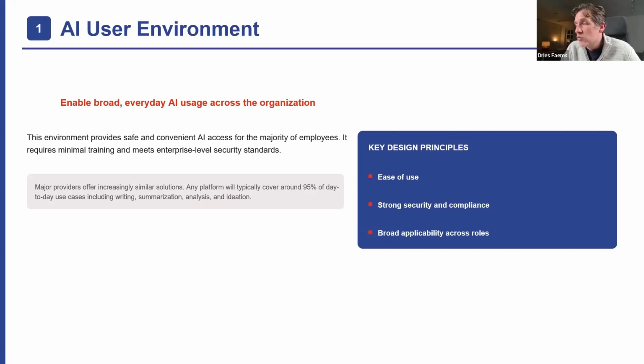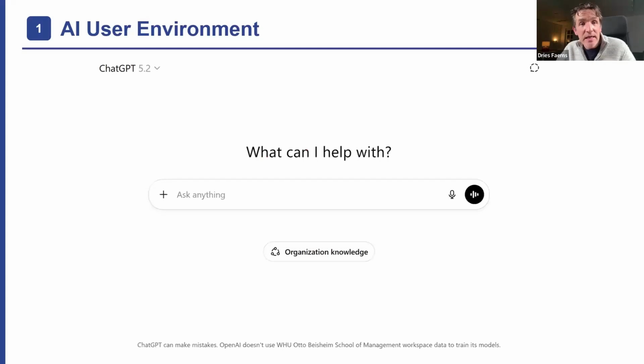What do we have at WHU? We have ChatGPT as our user environment. So we have signed a deal with OpenAI. We have what is called the educational license of ChatGPT. And that means that today all our students have a subscription to OpenAI, all the staff, all the faculty, and our data are stored on European servers that meet all GDPR and data security needs.